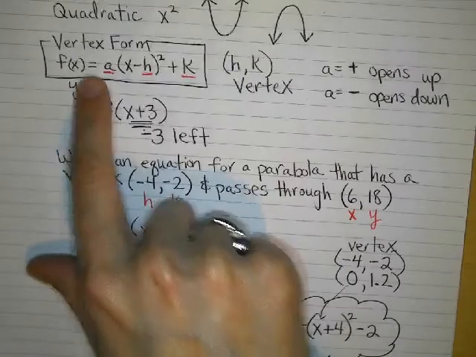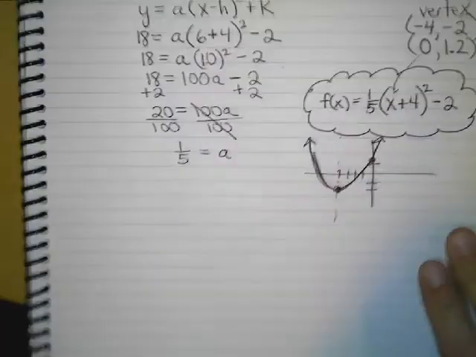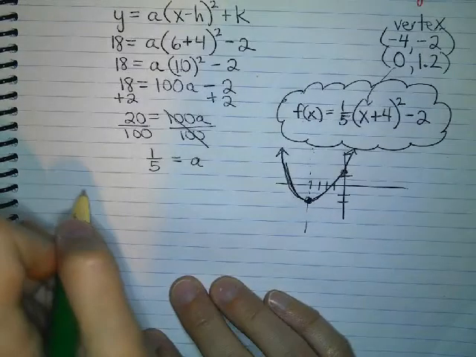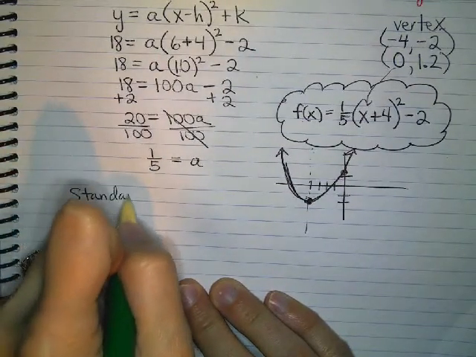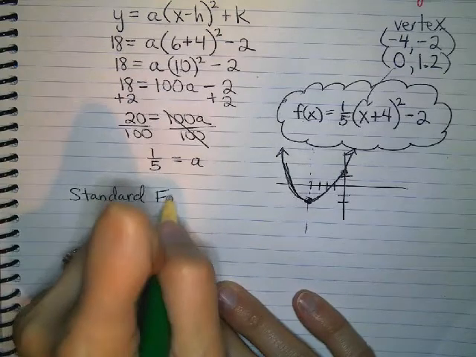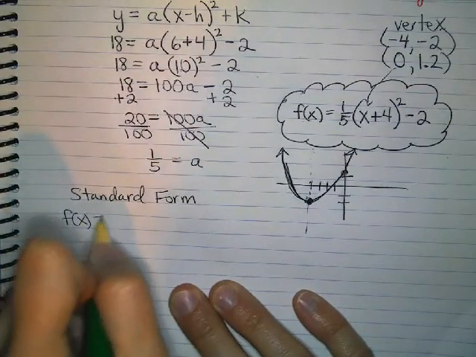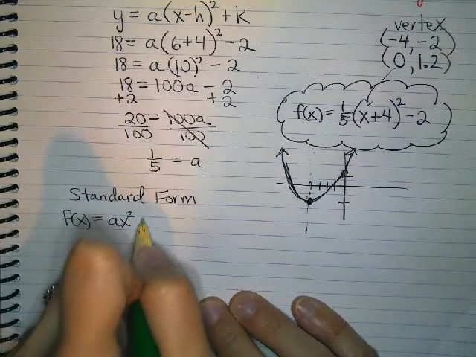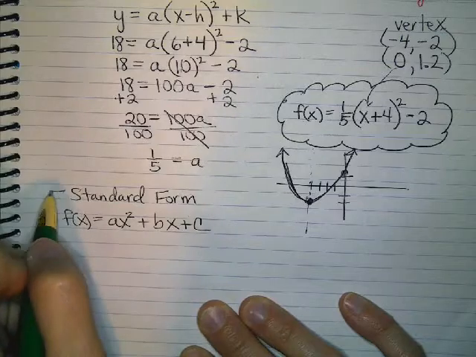So some problems are in this vertex form, but not all problems are in vertex form. Some are in a standard form. So how do you deal with those kind? If they're in standard form, they're written as ax squared plus bx plus c. This is a standard form.